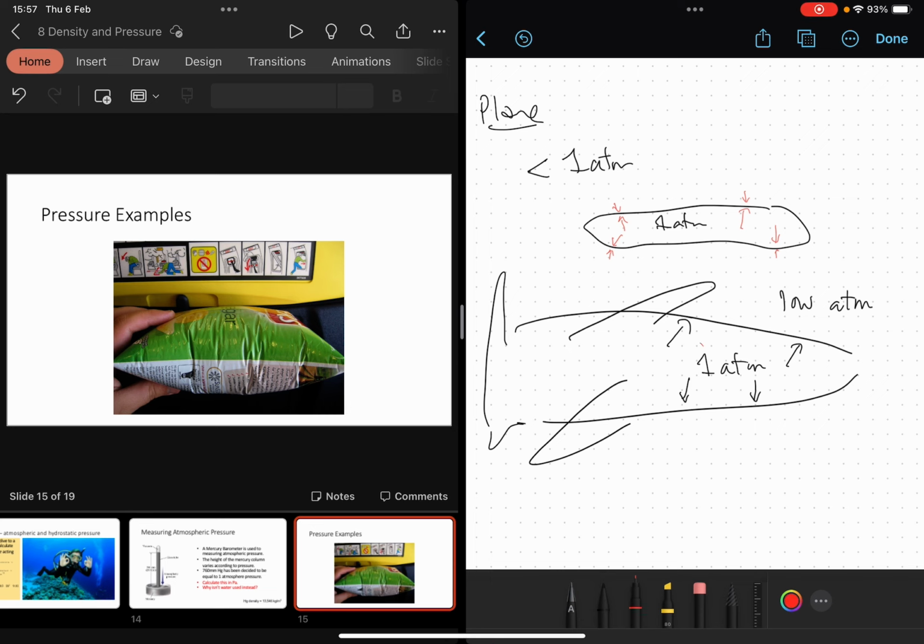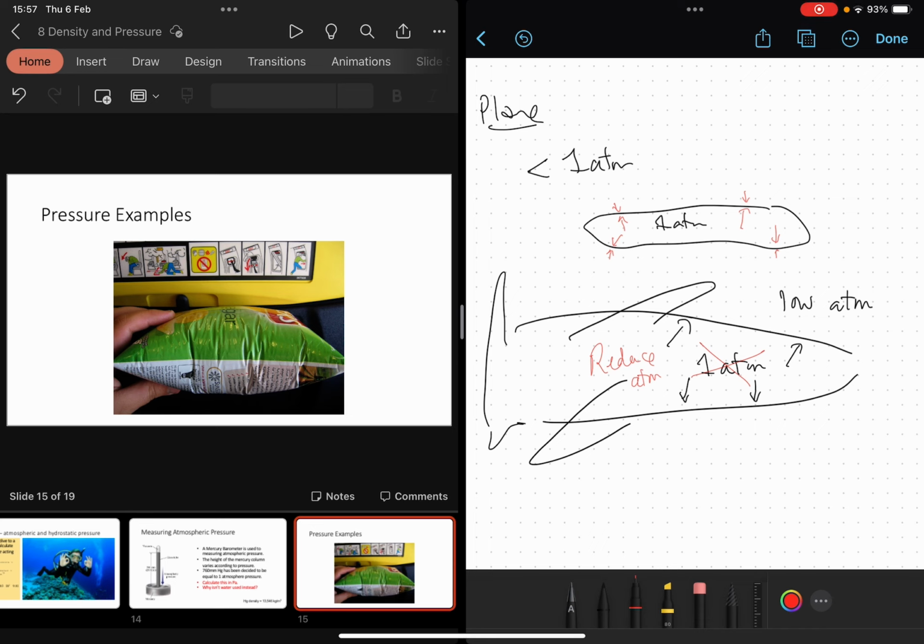So what pilots do as they're increasing altitude is they reduce the pressure inside the plane. That's why your ears pop when you're taking off and landing. You're sensing that change in pressure. And what they're trying to do there is reduce the difference between the pressure inside and outside of the plane.